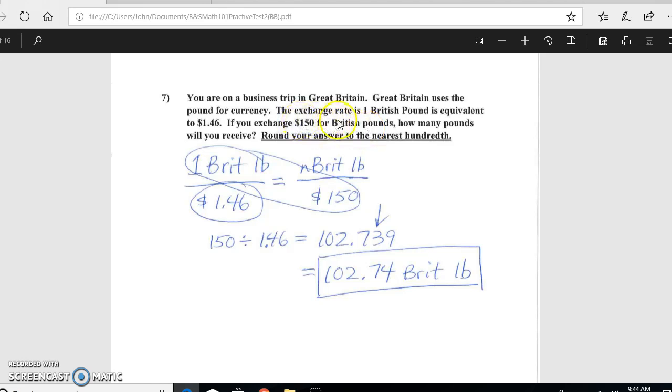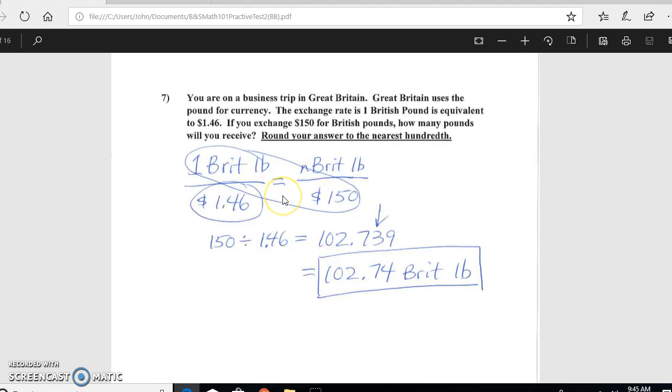Now we are given the formula in this second sentence. It says the exchange rate is 1 British pound is equivalent to, or equal to, $1.46. So that's the formula that we want to use. And we're going to set it up here as a ratio, and we have 1 British pound is equal to $1.46.